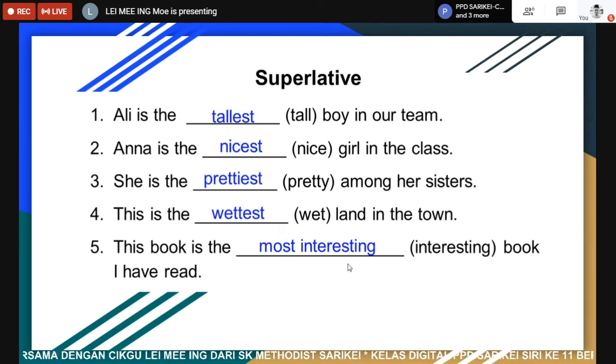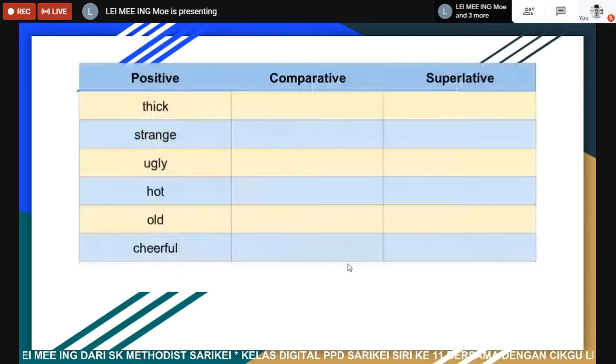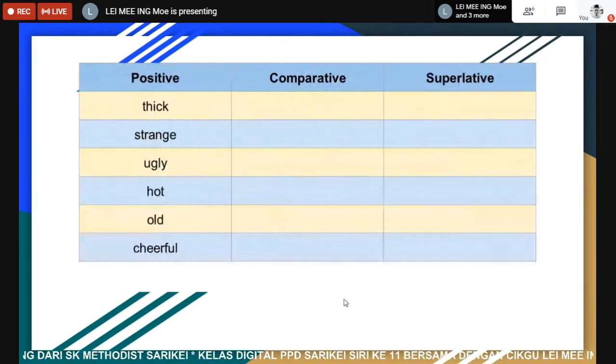For those who get all the answers correct, well done. And we move on to the next slide. All right, this is just for your revision. See whether you remember the 5 rules or not. Now, I have the positive degree here, thick. Can you please type down the answer for the comparative form for thick? Which rule does it follow? Type down the comparative form for thick.